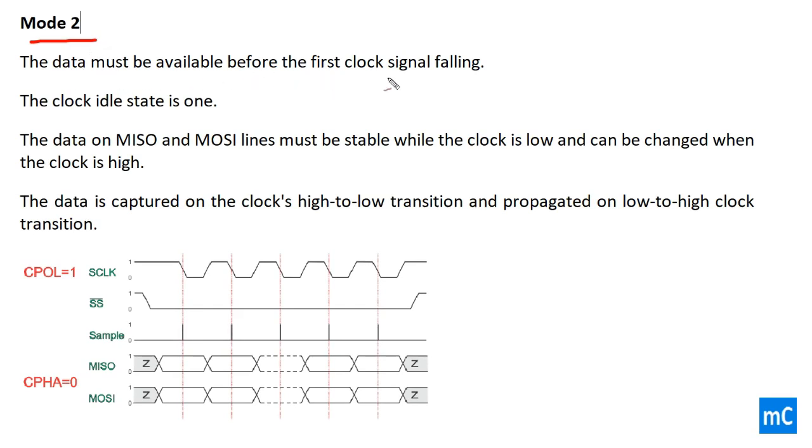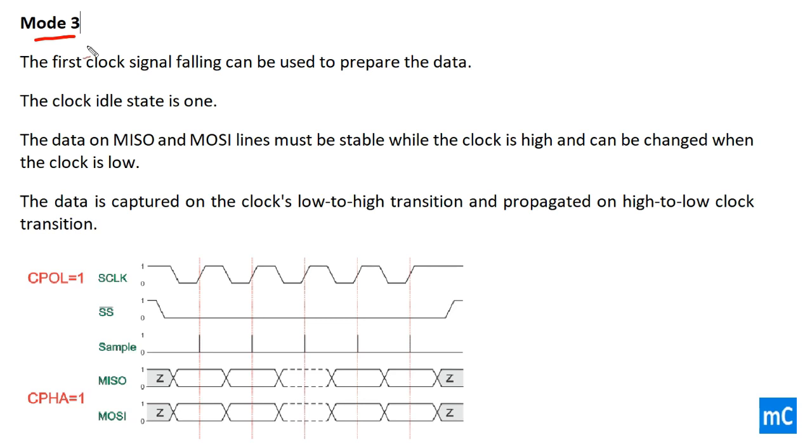The data must be available before the first clock signal falling. The clock idle state is 1. The data on MISO and MOSI lines must be stable while the clock is low and can be changed when the clock is high. The data is captured on the clock's high to low transition and propagated on the low to high clock transition, as shown in this diagram.